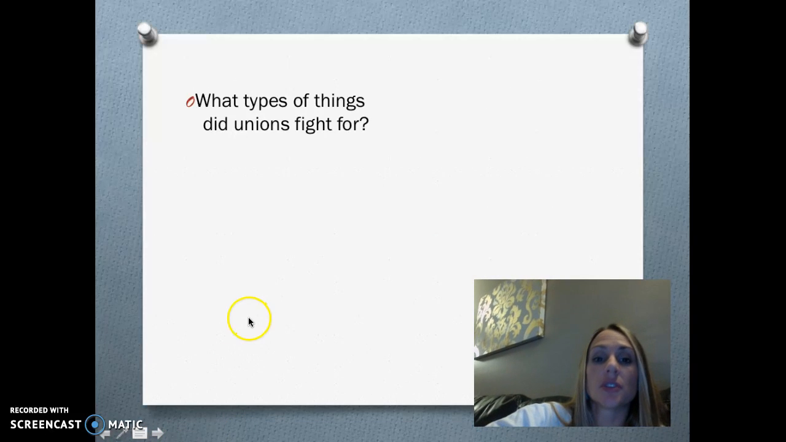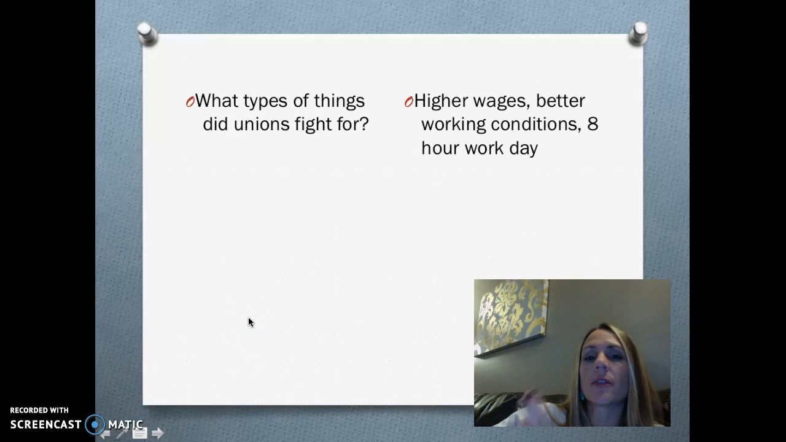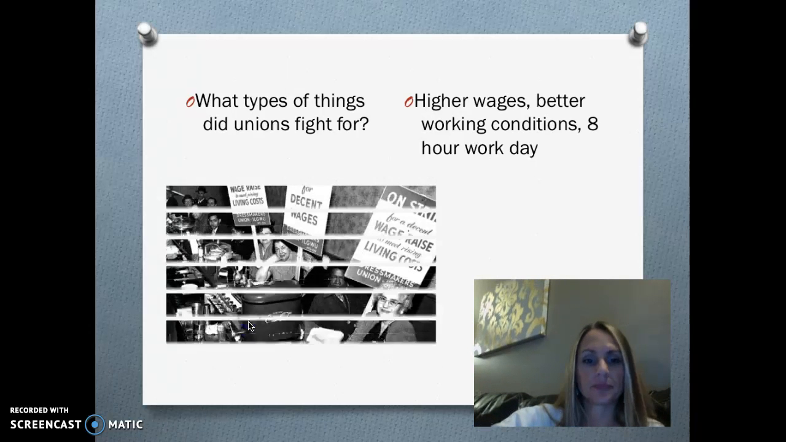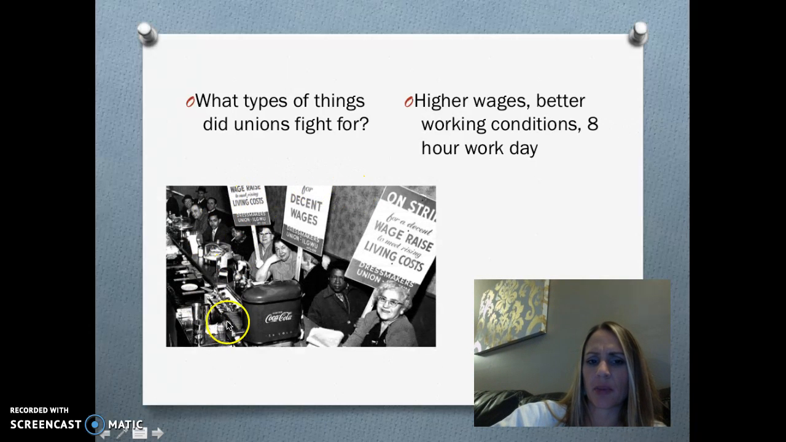What types of things do unions fight for? They fight for all the things we talked about that were not good. Higher wages, better working conditions, an 8-hour workday or lower work hours. They fought for children not having to work, things like that. This is actually a picture much later in history than the time period we're talking about, but I still liked it.